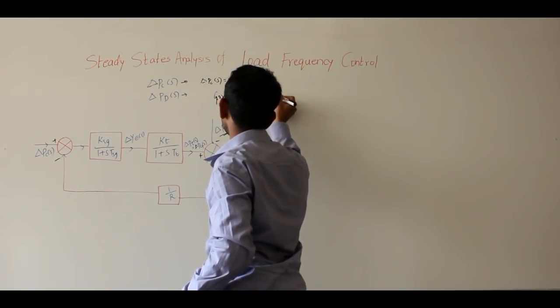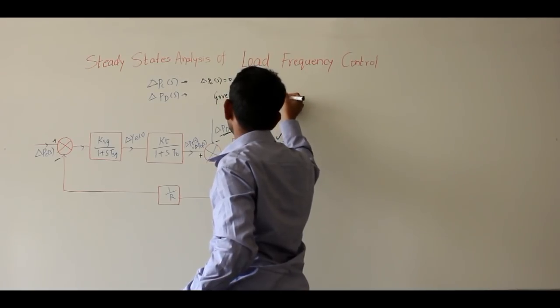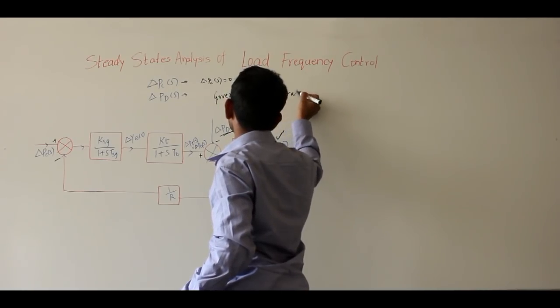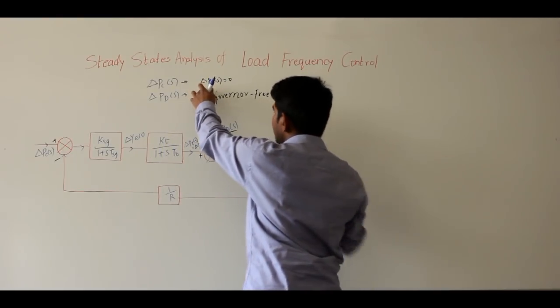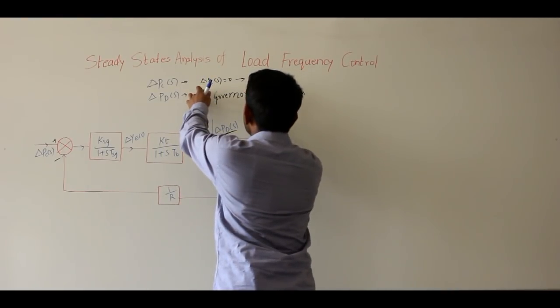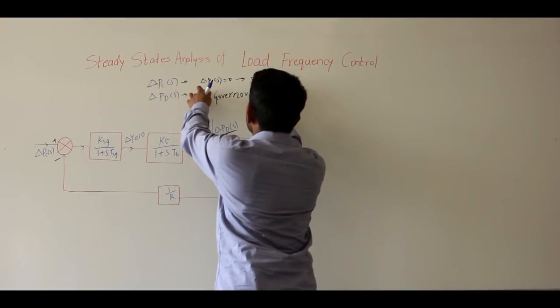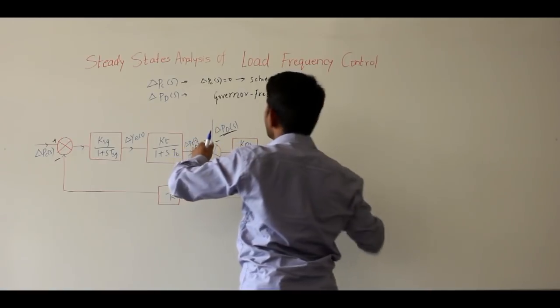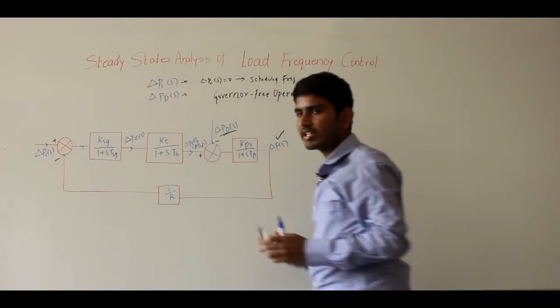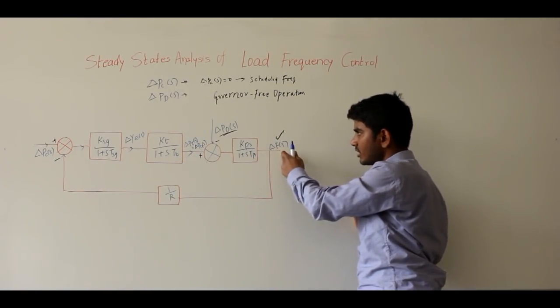Sometimes in the viva they may ask you what is governor free operation. Then you can simply say that the speed changer will have a fixed setting, and this is done at some scheduled frequency. Your scheduled frequency will generally be 50 hertz. So this is done at the scheduled frequency, and you are just observing the steady state changes in the frequency with changes in the load.